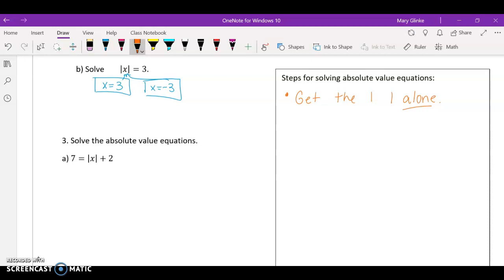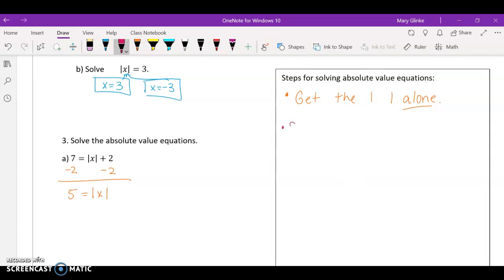So for instance, 3a, you notice I have the absolute value of x, and then I have the plus 2 on that side. What I'm going to do is move the 2 to the other side so that on the right-hand side, I just have the absolute value of x. So 7 minus 2 then is 5. So that's part 1, get the absolute value alone.